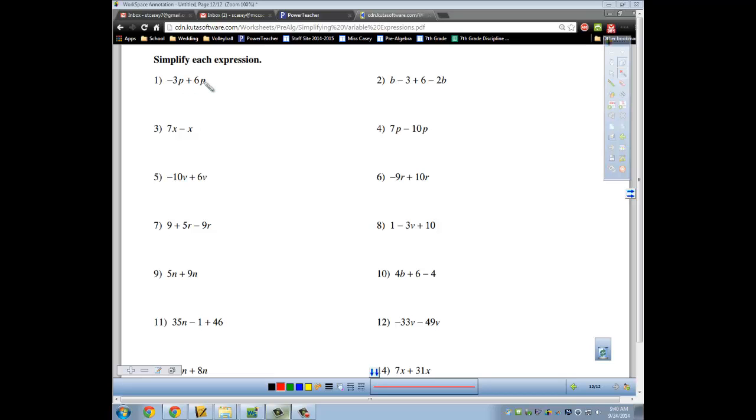Negative 3p plus 6p, those are different signs. Remember our song, same sign, add and keep, different signs subtract. So different signs you subtract, we get 3. The bigger number is positive, so it's positive, and just stick your p by it.